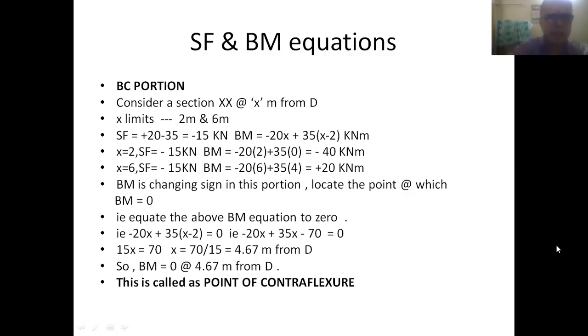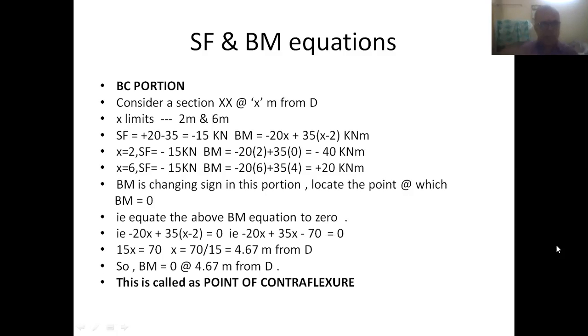And again take the upper value of x and put it in this equation. So it is minus 20 into 6, that is minus 120, plus 35 into 6 minus 2, that is 35 into 4, which comes to 140. 140 minus 120 comes to plus 20 kilonewton meter. So friends, we got the values of shear forces and the values of bending moments. These are the calculations so far as the BC portion is concerned.